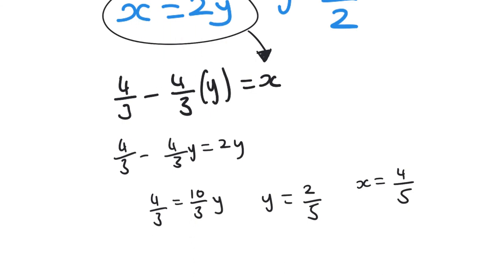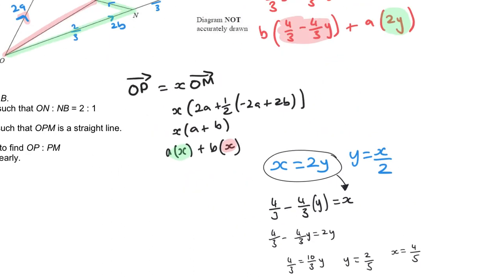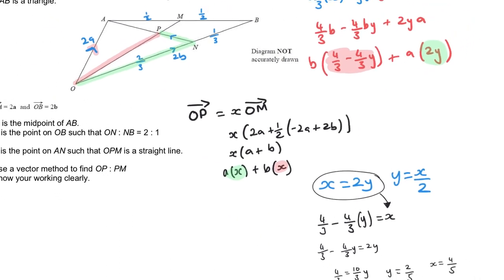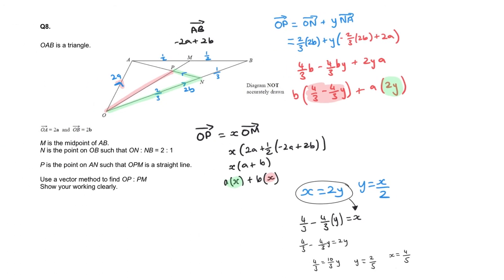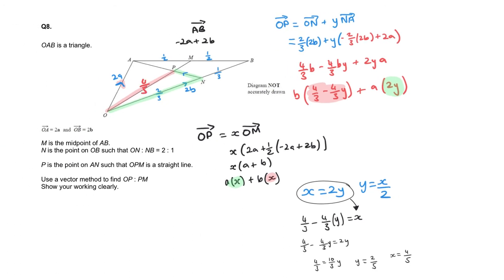Now that we have this, let's have a look at what is our x. What did we say that x was earlier? We said OP is x lots of OM. So this x lots of OM, this is x. So we know x is 4 over 5. So this is 4 over 5 parts. So this must be a fifth. So the ratio is 4 to 1.